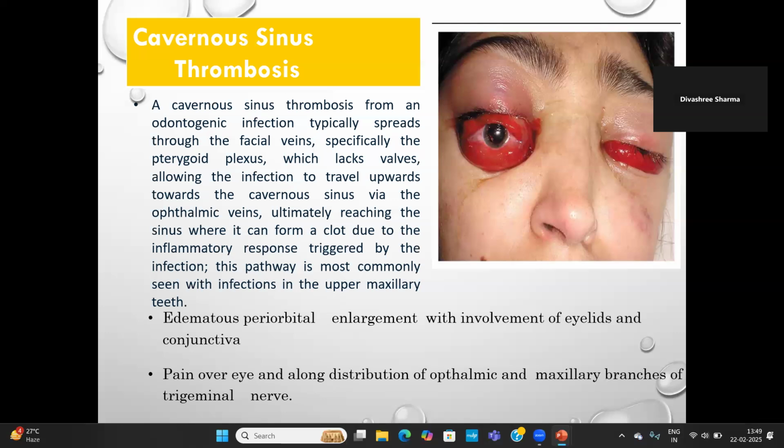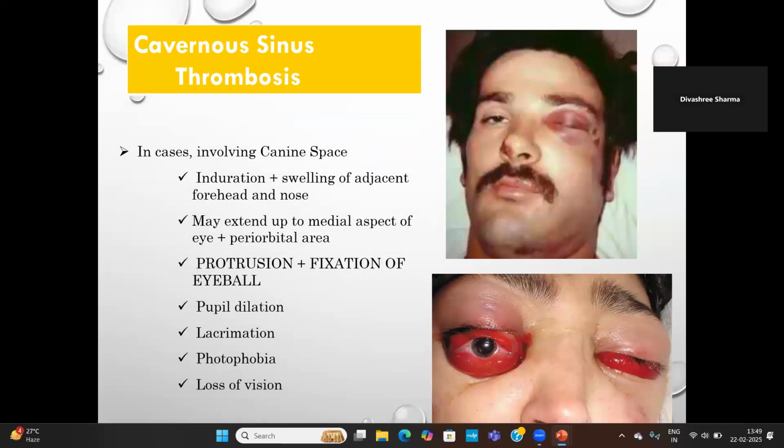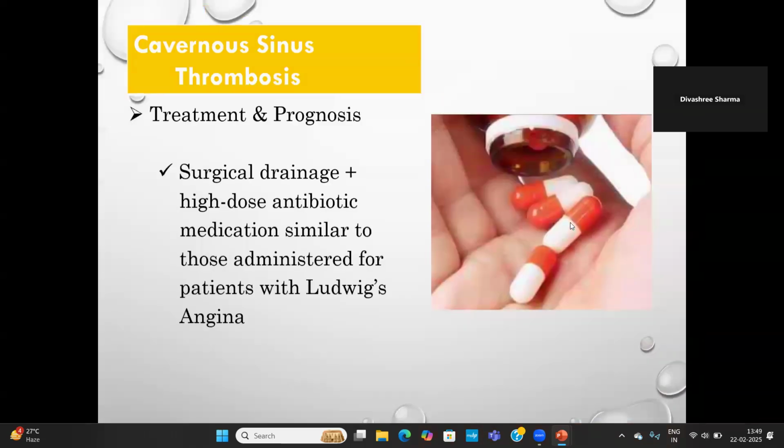Now, the clinical presentation would be edematous periorbital enlargement with involvement of eyelids and conjunctiva. There will be pain over the eye and along the distribution of ophthalmic and maxillary branches of the trigeminal nerve. In cases involving the canine space, the following features would be evident: induration and swelling of the adjacent forehead and nose. The swelling can extend up to the middle aspect of the eye and the periorbital area. There is protrusion and fixation of the eyeball, pupillary dilatation, lacrimation, photophobia, loss of vision. Any of these features may be present.